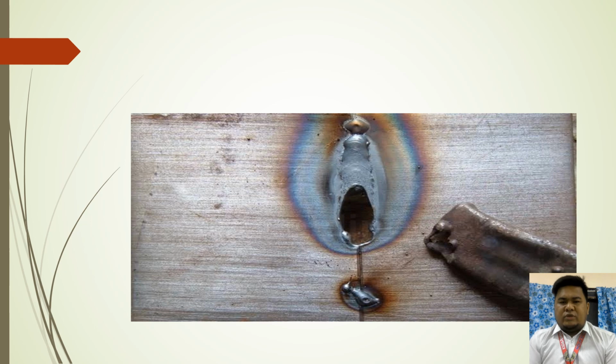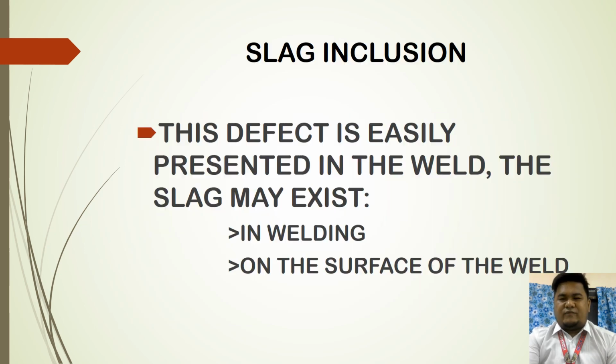As you can see, you will see the blowhole inside, in the center of the weld. Okay, so the next type of welding defect is slag inclusion.